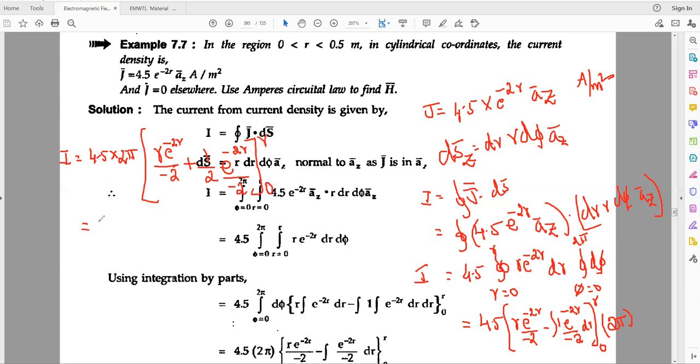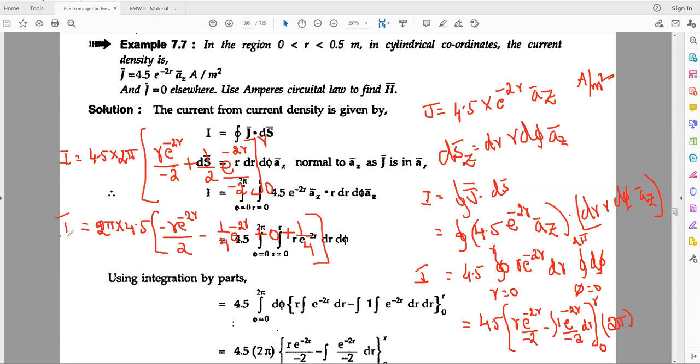That is equal to 4.5 into 2, which is 9 pi. After simplification, it is 2 pi into 4.5 whole multiplied with the upper limit substitution: minus R e power minus 2R by 2, and here also you can substitute: minus 1 by 4 into e power minus 2R, with R in the place of r. Then substitute r is equal to 0. For the second term the minus becomes a plus for the lower limit 0, and also here the minus becomes a plus, 1 by 4 into e power 0, which is 1.